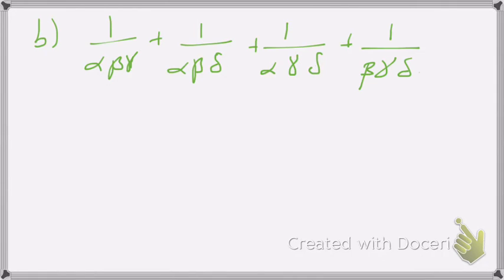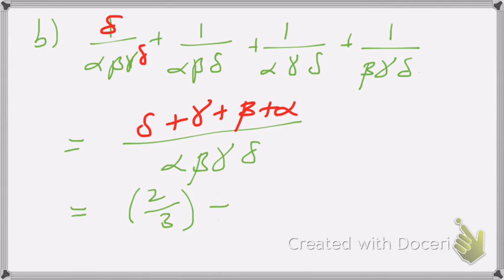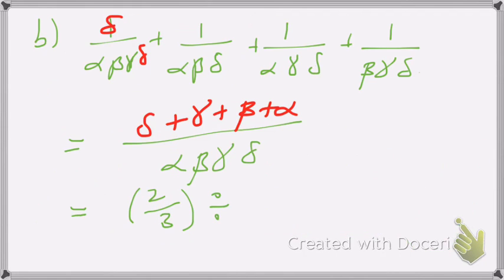Okay. So first thing I do is I get a common denominator, which will be quite nice, of alpha beta gamma delta. And then hopefully you can see the first one, what's missing is delta. The second one, what's missing is gamma. The third one, what's missing is beta. And the fourth one, what's missing is alpha. So this is the sum of the roots divided by the product of the roots. So the sum of the roots we've already done, that was 2/3, divided by the product of the roots. So it goes minus b on a, c on a, minus d on a, e on a. So it's minus 5 on 3.